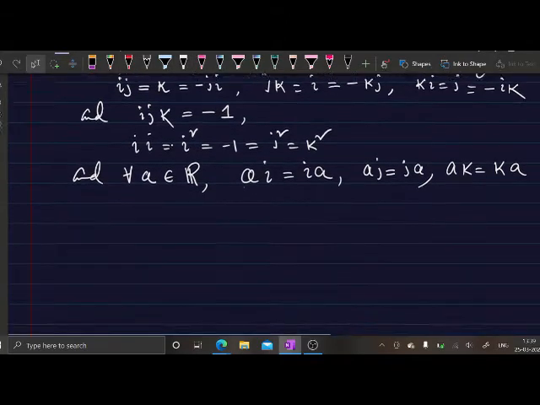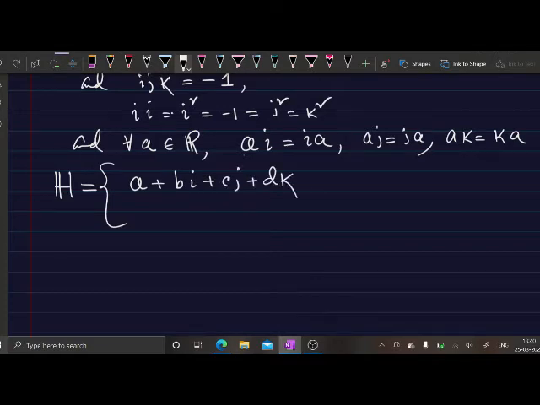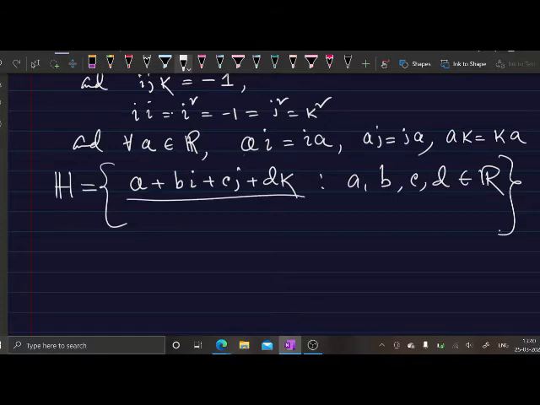And with respect to these relations, now we shall define a set of objects. The objects that are looking like this one: a plus bi plus cj plus dk, where a, b, c and d are real numbers. Okay, we consider the set of objects which looks like this expression.